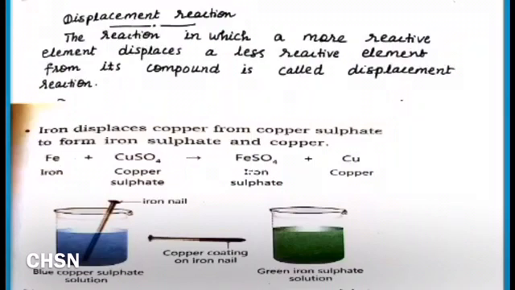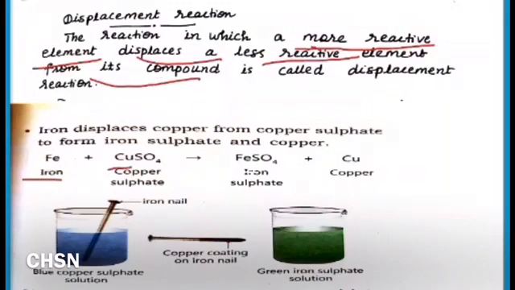So this is the condition. A more reactive element, here iron, displaces a less reactive element. Which is the less reactive element? Here, copper, from its compound. Okay, now is it clear? For a displacement reaction there should be two reactants. There will be two reactants in every displacement reaction. Out of these two reactants, one will be in the elemental state. Elemental state means a pure element like iron, gold, copper, silver, or any pure element. It is not a compound. And the second reactant will be a compound.